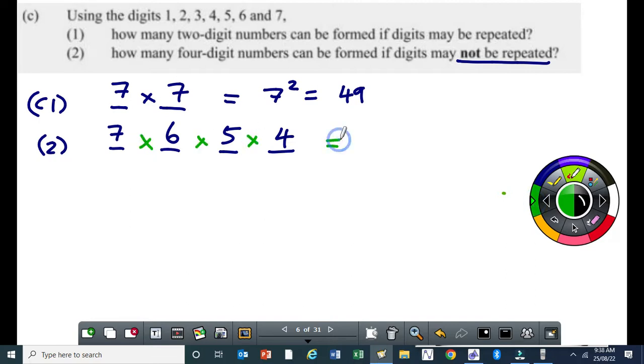So the answer there, this one here, is more like 7 choose 4. If you don't want to complicate things, you can use your calculator, say 7 times 6 times 5 times 4, and then you get your answer.